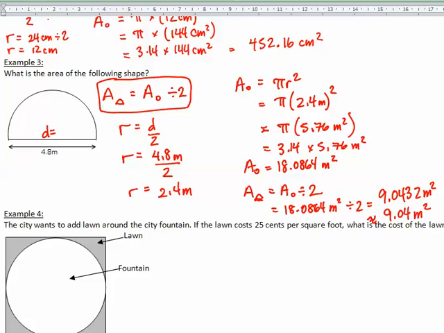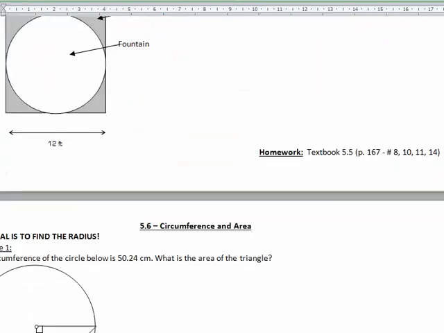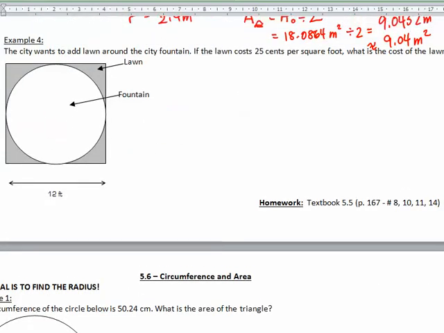Great, so let's do this last example now, example 4. Example 4 says the city wants to add lawn around the city fountain. So I have a fountain here, and it looks like it's a circular shape. If the lawn itself costs 25 cents per square foot, what is the total cost of this lawn, which is the grayed area around this circle?